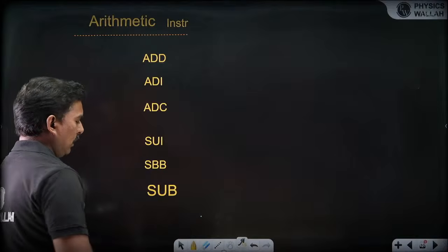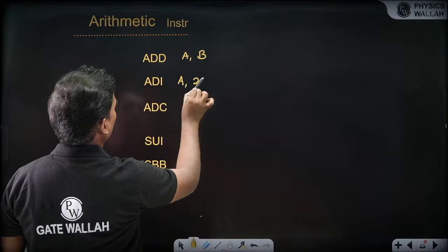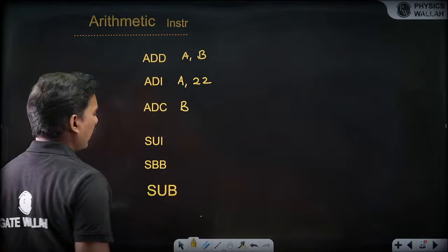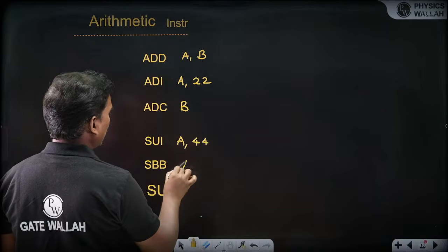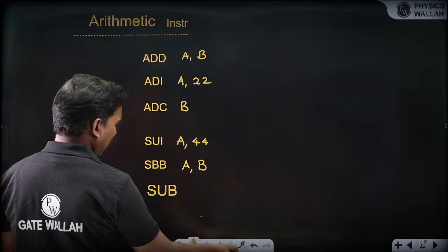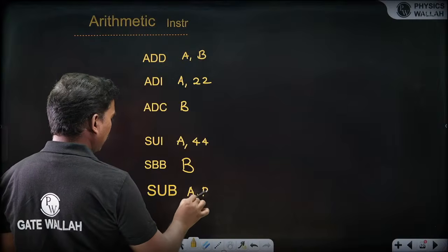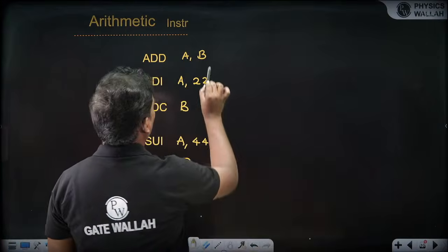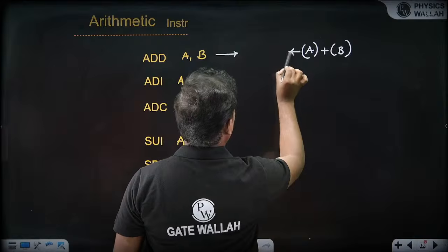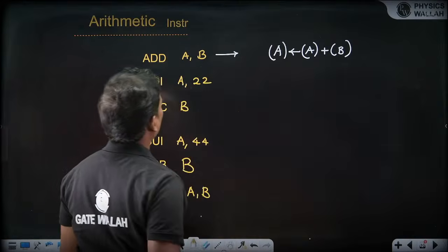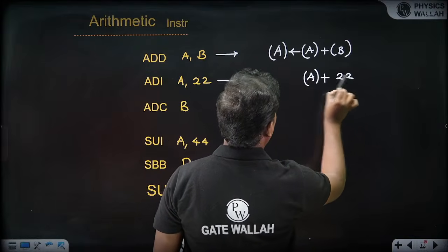These are different instructions. For example, I can write ADD A comma B, ADD immediate A comma 22, ADC B, something like that. Subtract immediate means SUI A comma 44, subtract means SUB A comma B, subtract with borrow means SBB B. This is SUB A comma B. So what is happening here: the contents of A will be added to the contents of B and the result is going to be stored in A. Next, the contents of A are added to 22 and the result is going to be stored in A.